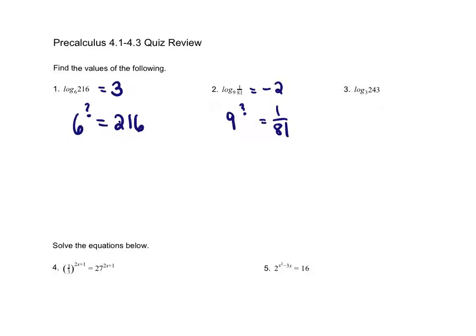Finally, log base 3 of 243, same idea. 3 to what power is 243? Well, 3 times 3 is 9, times another 3 is 27, times another 3 is 81, times another 3 is 243. So there are 5 factors of 3 in 243.